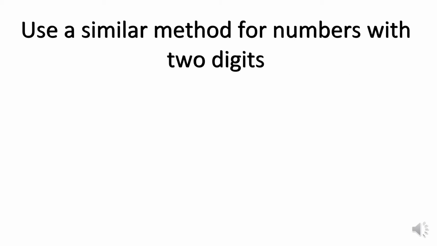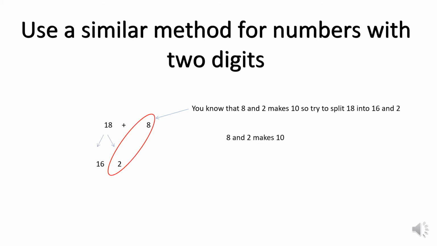Now I'm going to show you how to add a two-digit number with a one-digit number using number bonds. So here's 18 plus 8. You know that 8 plus 2 will be 10. So you split the 18 up into 16 and 2. And now you have the 8 plus 2. That will give you 10. So you remember that. And now 10 plus 16, that would be 26.